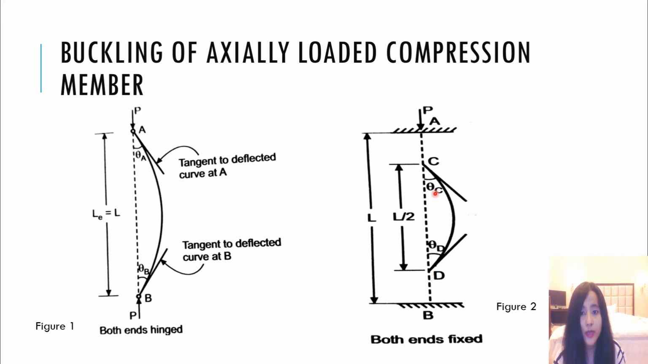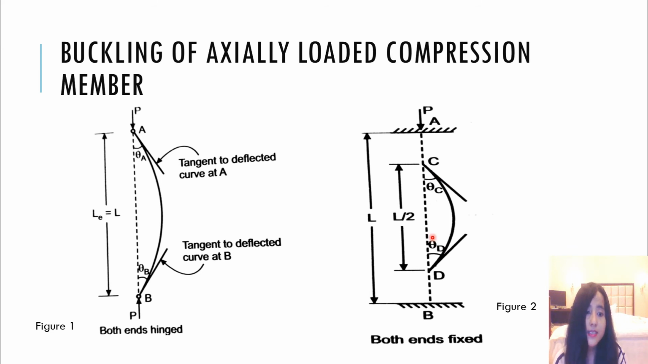You see the slope here, theta C and theta D. So here they will have a maximum slope. In this case, the vertical length CD is taken as effective length. So this length CD is taken as the effective length. The column will buckle for the portion CD only. अब ये जो column buckle होते हैं वो portion CD पे ही buckle होगा.